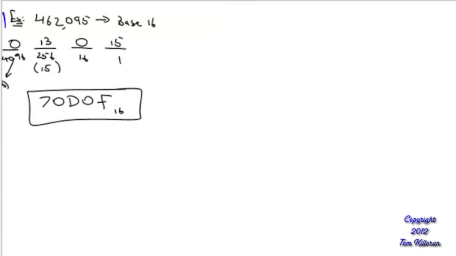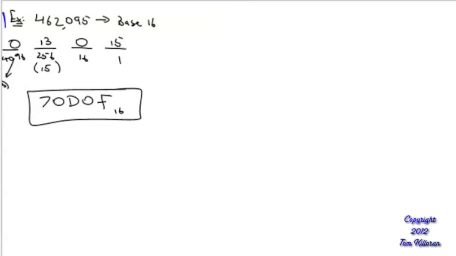We can do the base to a base. You want to convert a base to a base? I'll tell you how to do it. You take the base that they give you, you convert it into base 10. And then you turn around and take the base 10 and convert it into whatever base you want.